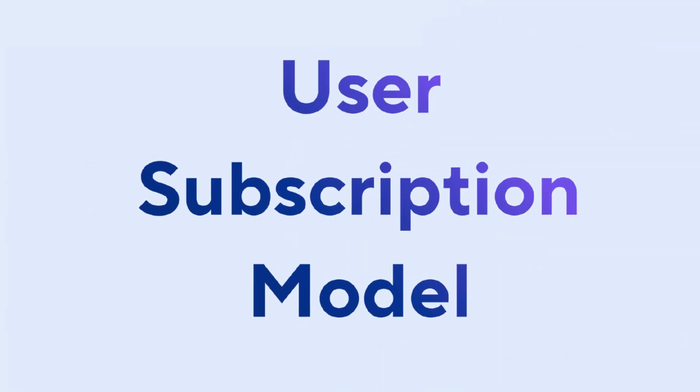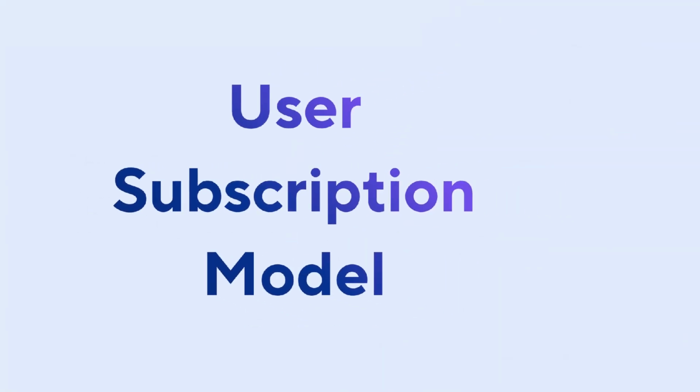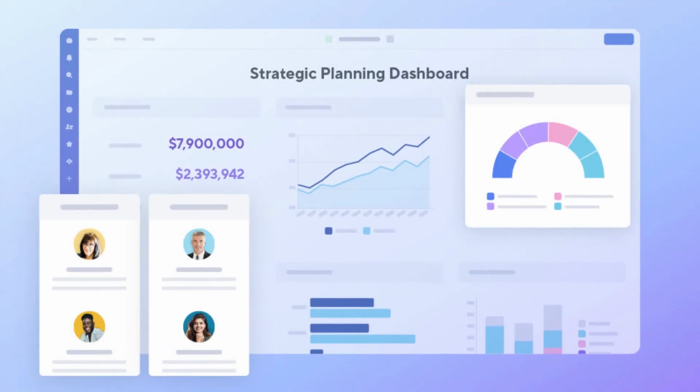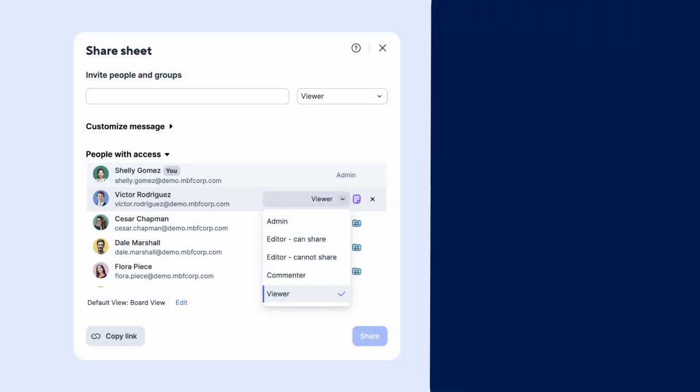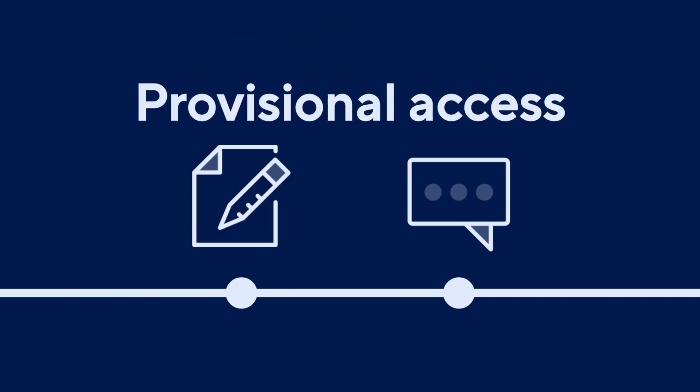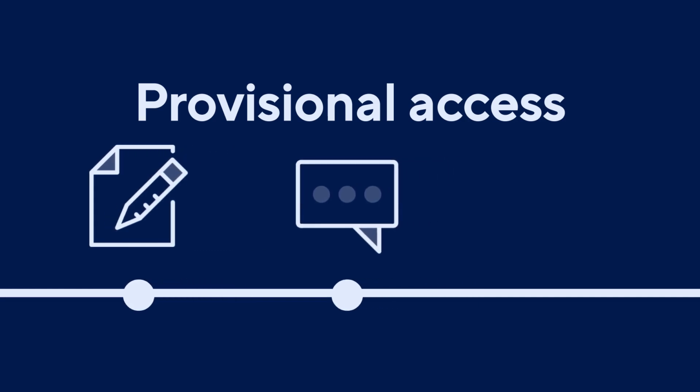Smartsheet's user subscription model is designed to enable risk-free usage of the Smartsheet platform. As a system admin, you can easily make sure your team has the access they need with our different seat types. Users are automatically assigned a seat type based on how they're shared to core items in Smartsheet. Users in your domain who are shared to items view only can do so for free forever. Users in your domain who take an action such as editing or commenting get full access for free for a limited time. This is called provisional access, and it lets users collaborate right away without waiting for admin approval.